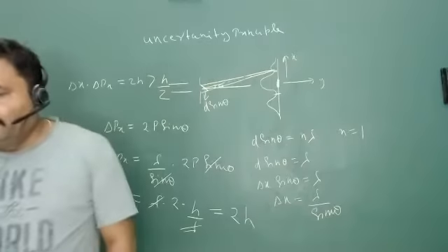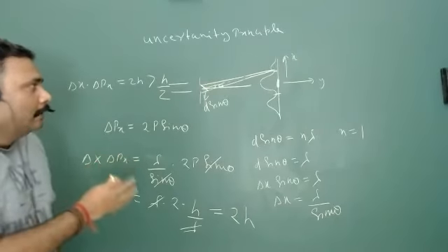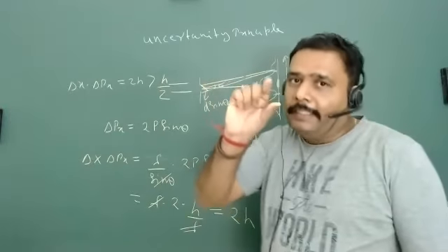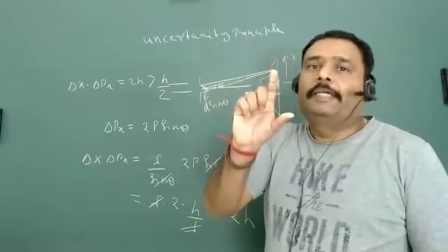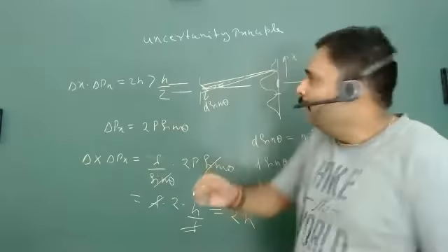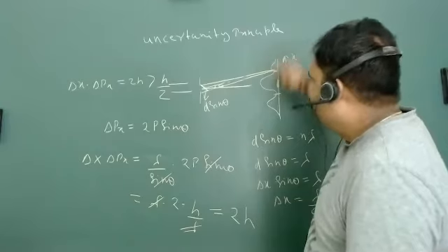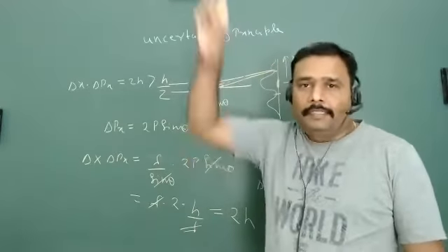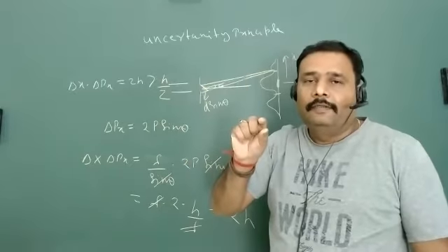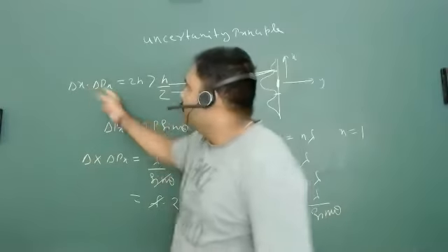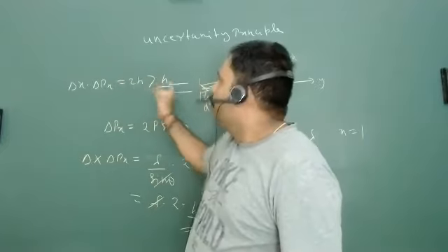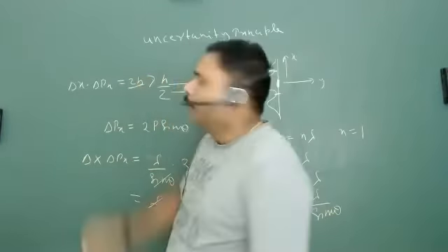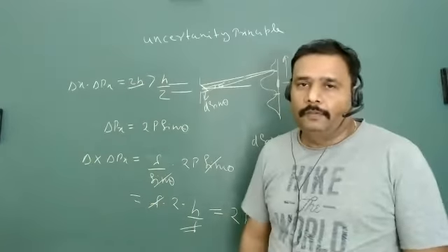Don't worry. Now you can see what happens if we change x. If we increase x, then px will decrease, the spread in this direction is going to decrease, such that delta x into delta px will be more than h by 2. And in this particular experiment we are getting 2h.